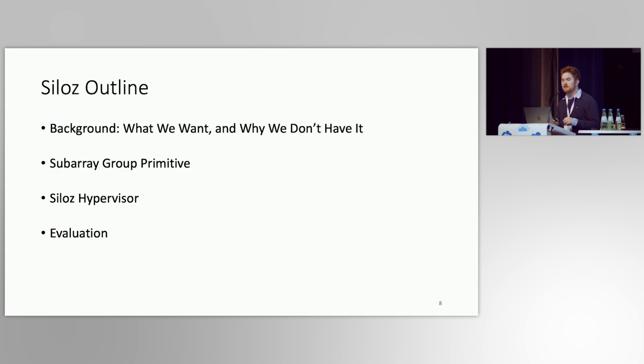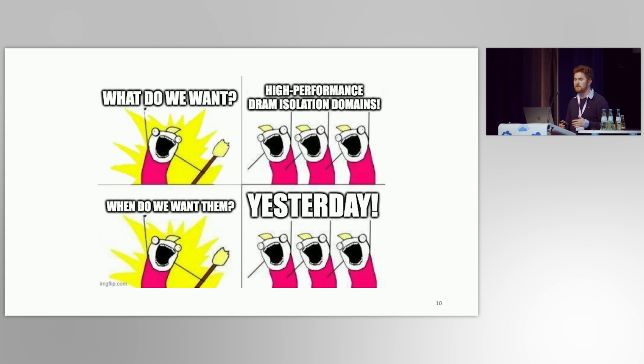In the remainder of this talk, I'm going to first talk about what exactly it is we want in an isolation primitive and why we don't have it. I'm then going to go into the subarray group primitive itself, how the Siloz hypervisor uses that primitive, and finally the evaluation. And since I like memes, we'll start off with what we want being a meme.